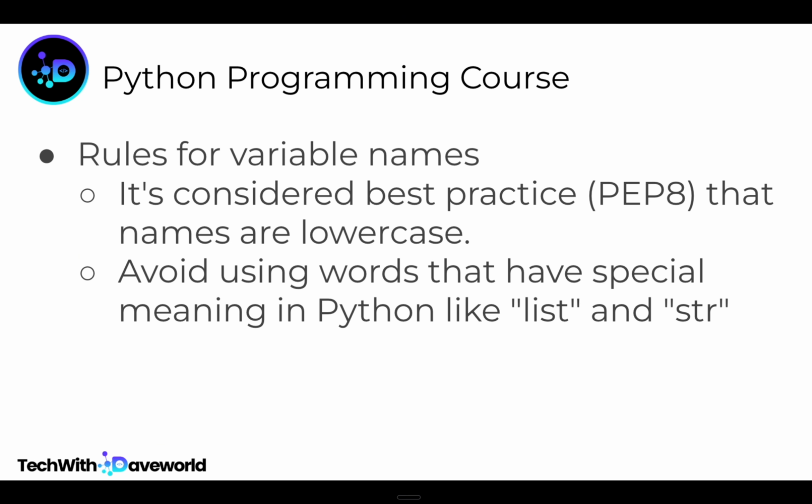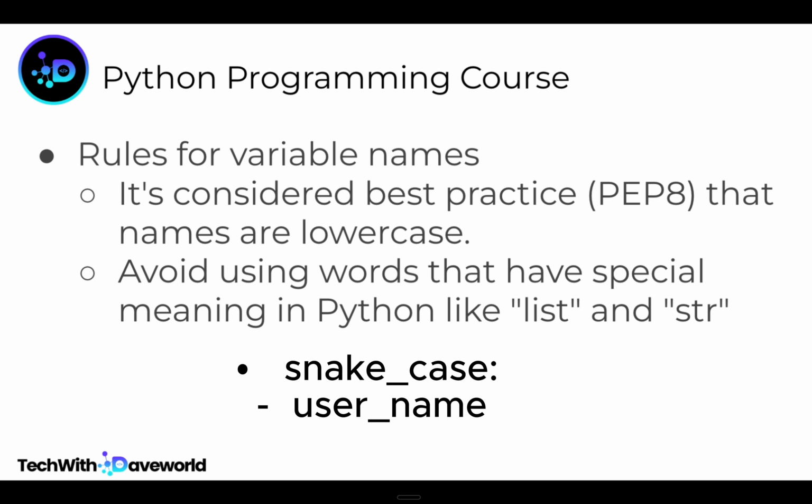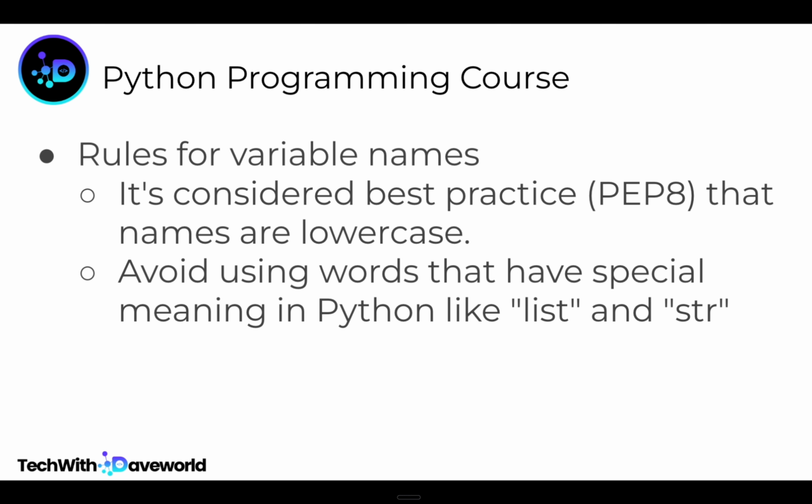It's considered best practice, something known as PEP 8, that variable names are lowercase throughout. And in case you have a variable name that is more than 2 words, you can use underscore to separate them. All right. Some people also prefer using the camel naming convention or the snake naming convention, which is to use the underscore, but it's better to use lowercase throughout.